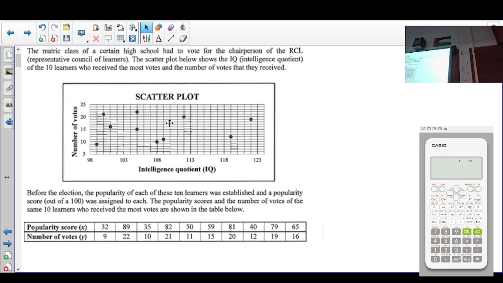The matric class of a certain high school has to vote for chairperson of the RCL, representative council of learners. The scatter plot below shows the IQ, the intelligence quotient, of 10 learners who received the most votes and the number of votes that they received. Okay, so we are given the scatter plot.